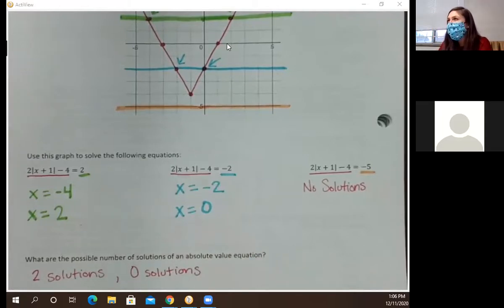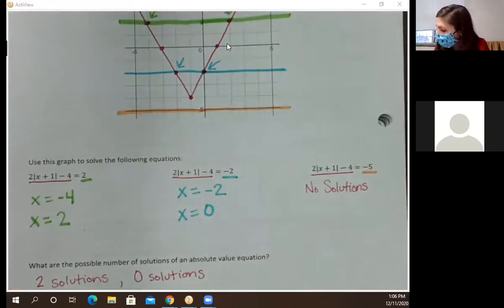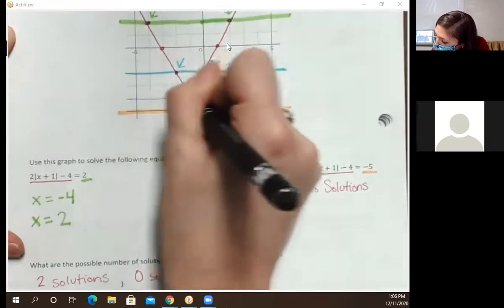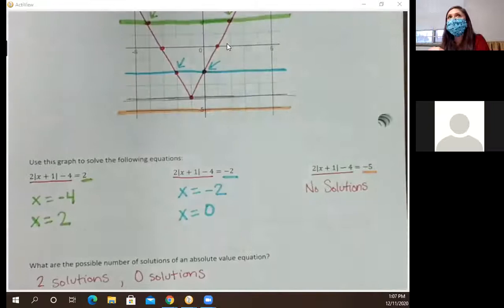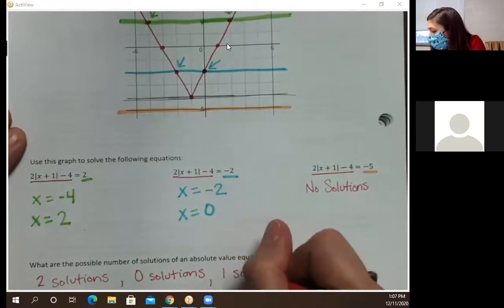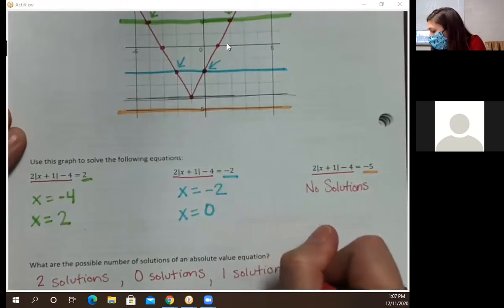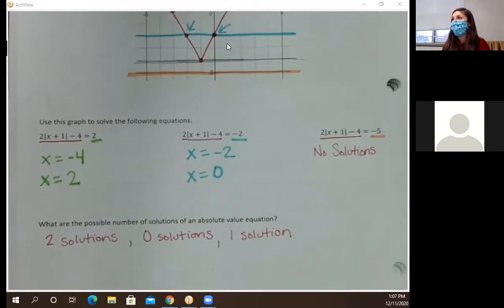Are there any other options? Where would I have 1 solution? Yeah, I have this possibility to have exactly 1 solution if I'm intersecting just with that sort of bottom point, that center point of my absolute value graph. So I could also have 1 solution. Very good. Questions for me so far?